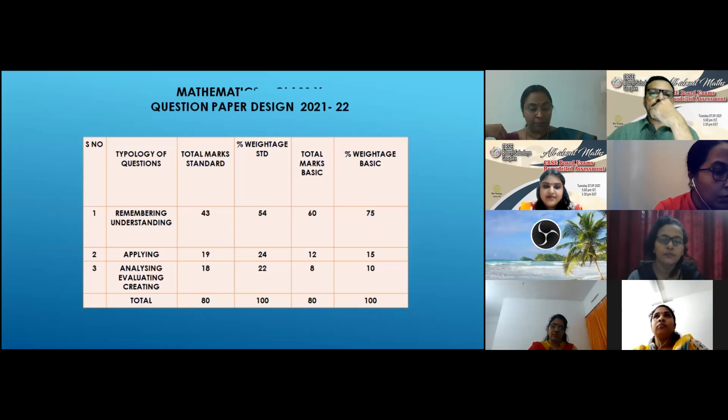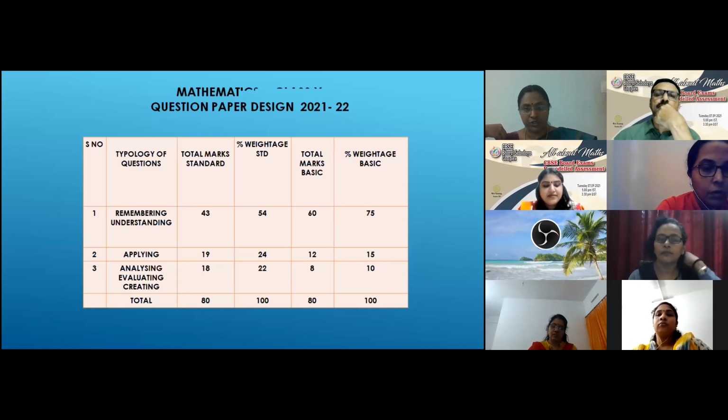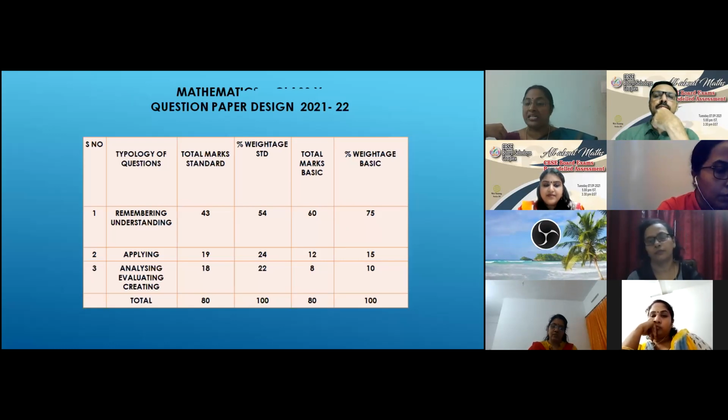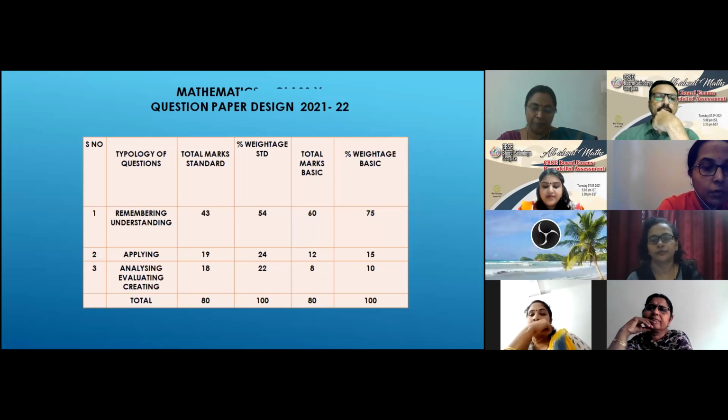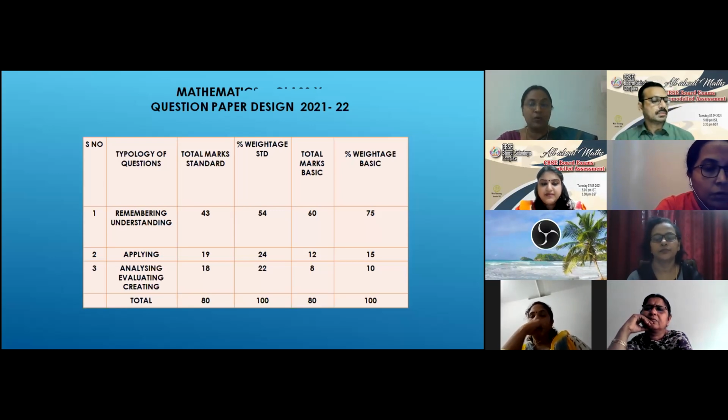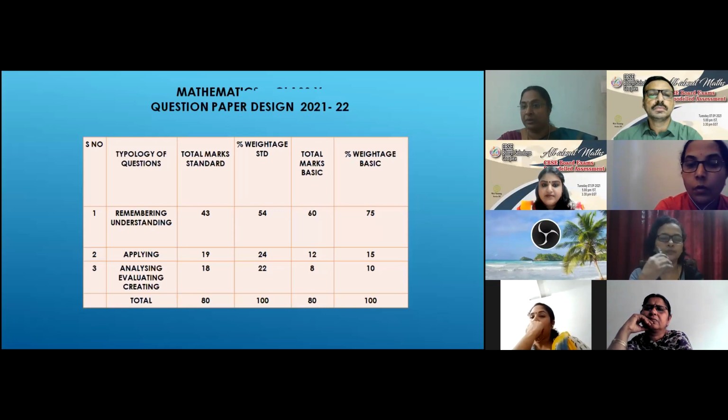At the same time, for basic, the first level is 75%. You can see the difference, 54 and 75. And applying questions 15%, and analyzing, evaluating, creating, it will be 10% only. This is the one which we have to carry always with us. Because whenever we are asking whether the question paper will be tough, whether the tough questions will be more, this is the answer from CBSE.